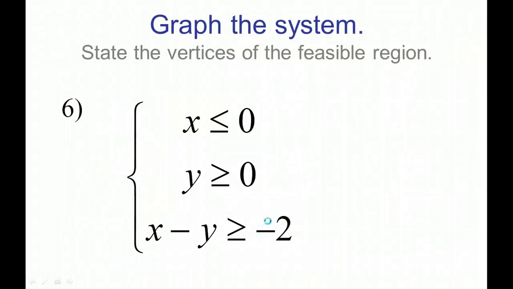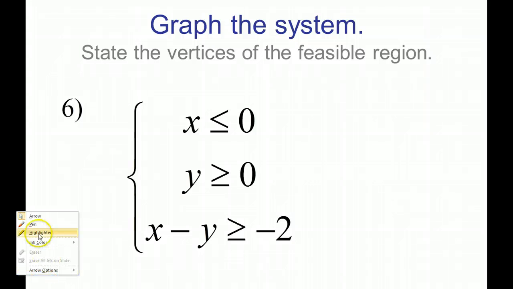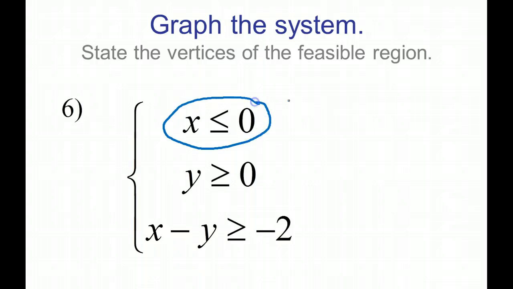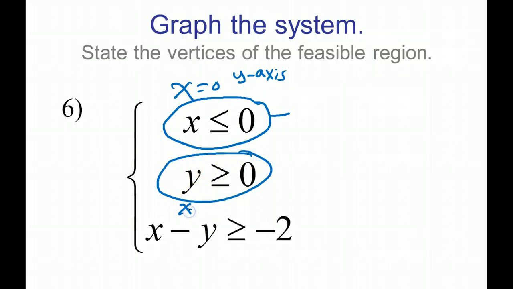All right, let's try number 6. Number 6 is almost the same thing. You should be able to do it. Okay, my friends, as we look at number 6, please remember, this is the line x equals 0. It's sort of the opposite of what you would think. X equals 0 turns out to be the y-axis. X equals 0 is a vertical line. It's at 0. It's the y-axis. This line y equals 0 turns out to be the x-axis.